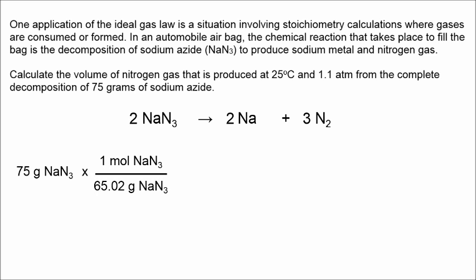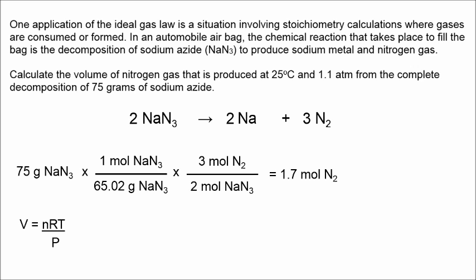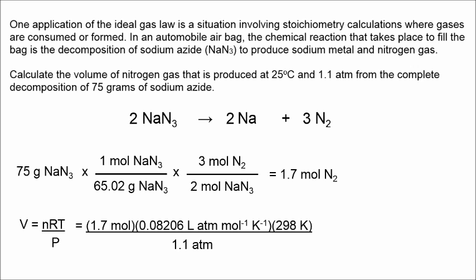After we convert from grams to moles, sodium azide is not a gas. It's the nitrogen that actually fills the bag. So we have to convert from moles of sodium azide to moles of nitrogen using the mole ratios, the stoichiometry. Okay, so we have 1.7 moles of nitrogen. We already have the temperature and the pressure. Let's calculate volume. So V equals nRT over P. And the volume in liters works out to be 38. So 38 liters of nitrogen gas in the airbag.